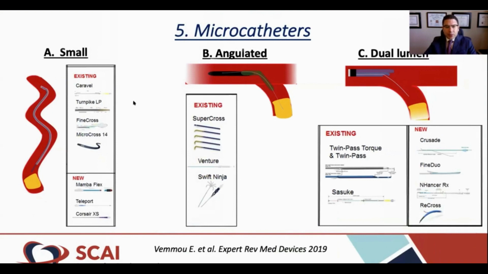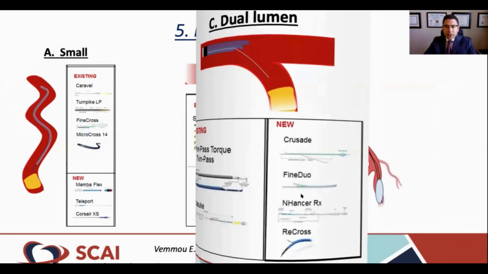Microcatheter-wise, obviously each one of us has their preferences. Caravelle is one of my favorites for tortuosity, but the angulated and dual lumen catheters are extremely helpful in 360-degree loops to get out of a branch or to wire the main vessel. Sasuke is very well known for its deliverability, as well as the Supercross.